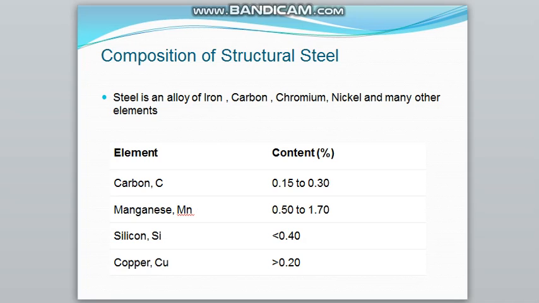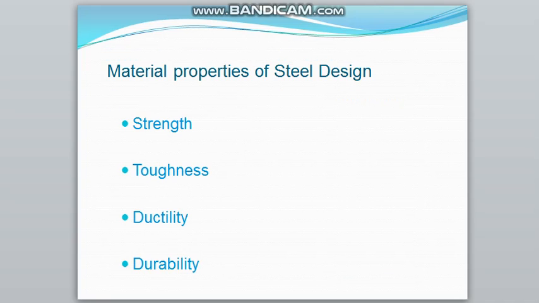Next, coming to manganese, it ranges from 0.5 to 1.7%, whereas silicon is less than 0.4% and copper is greater than 0.2%. That means it is not less than 0.2%. Copper and chromium are the two elements which are called anti-corrosion components. So that's all about the composition of structural steel. Now we'll be discussing the material properties of steel design.